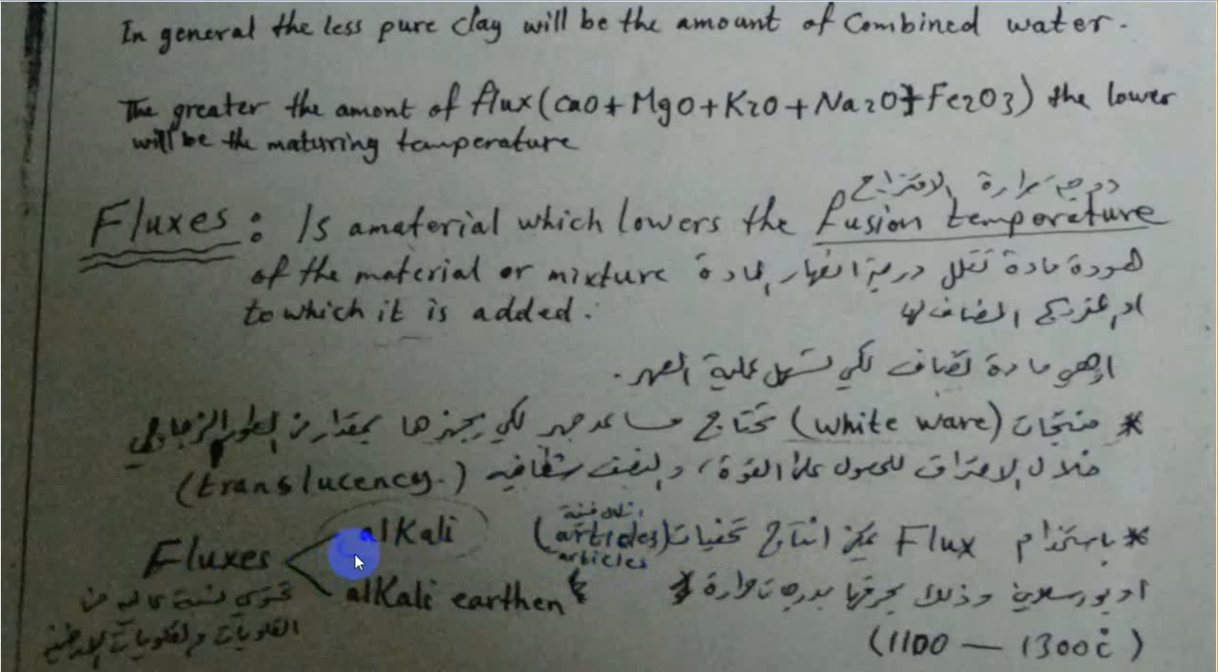Fluxes are either alkali flux or alkali earth, just like we said in the beginning. As we indicated, the fluxes can be simplified into two sections, two types or sources. The two types are mainly the alkali or the alkali earth.